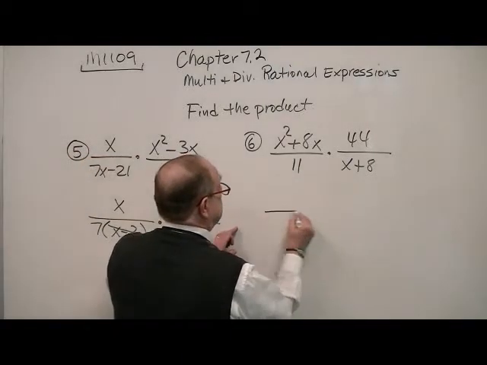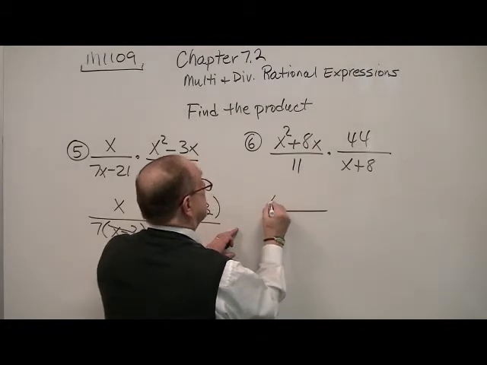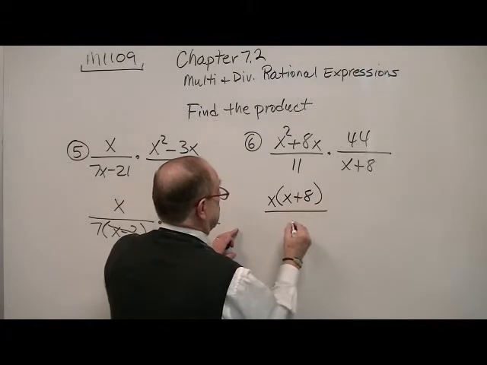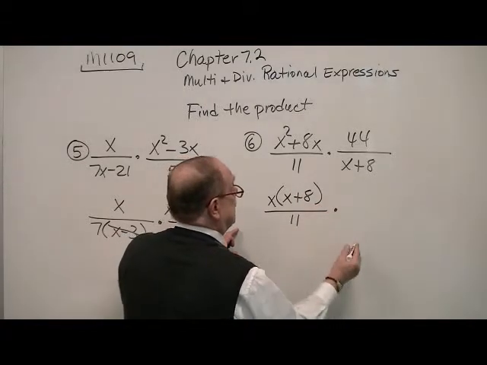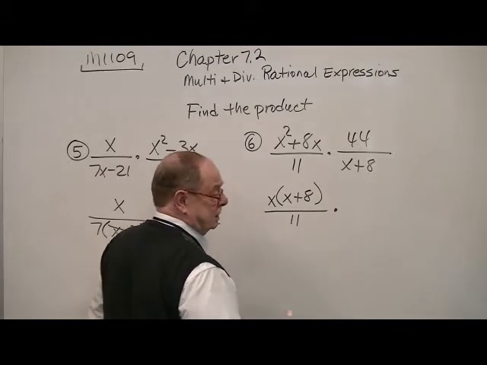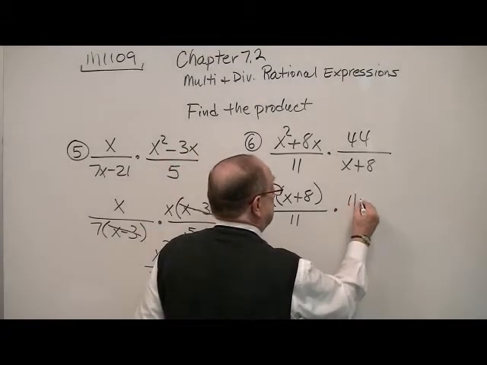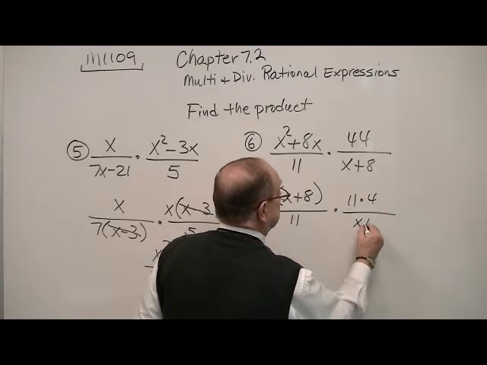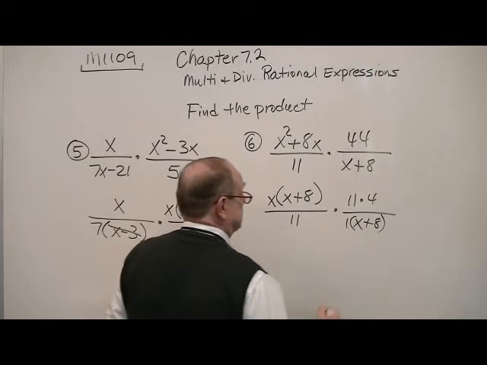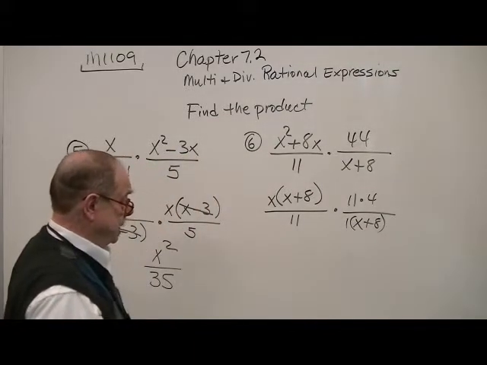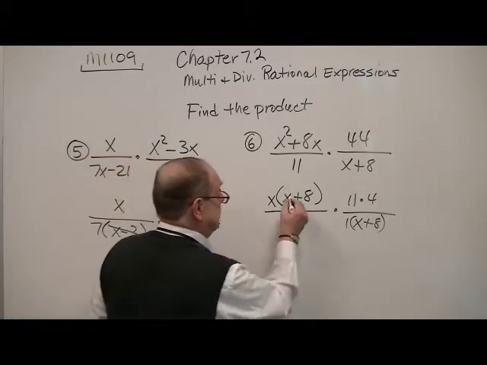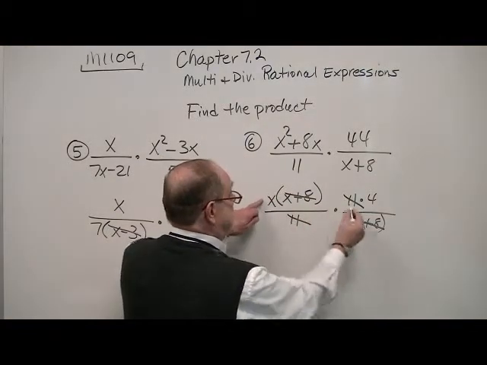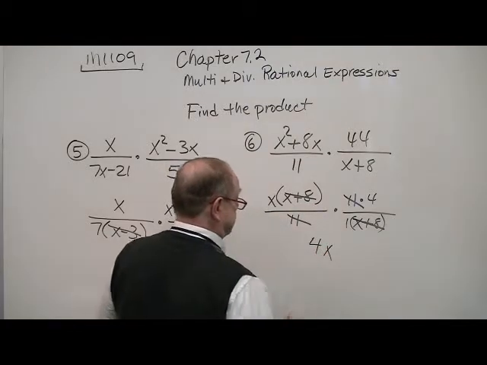So again, you want to factor this. You're going to take out an x. Now as we look at 44, you can factor that too. 11 times 4. And here you have an x plus 8. So again, canceling out common factors. And you have here a 4x.